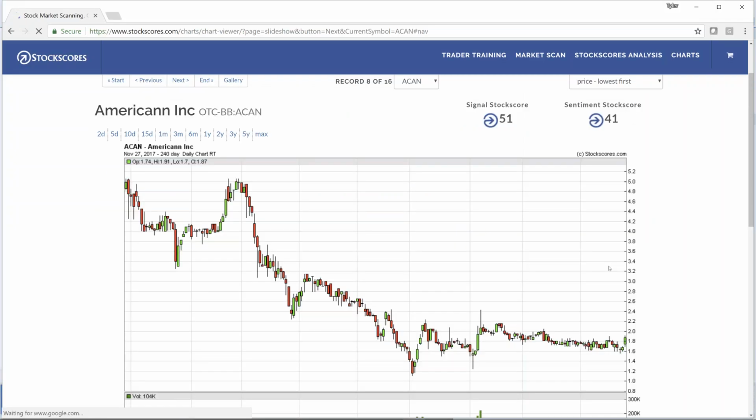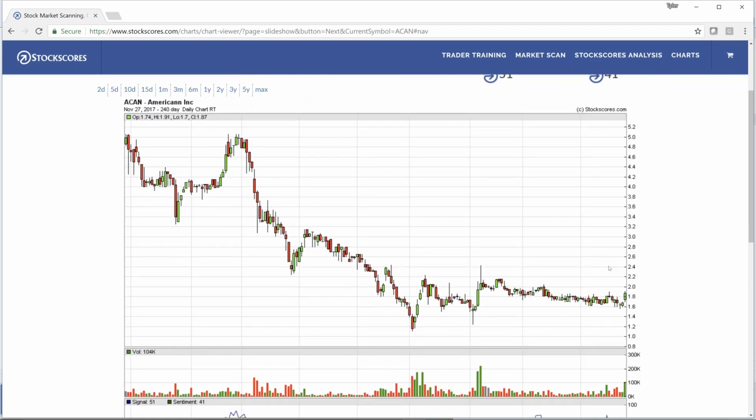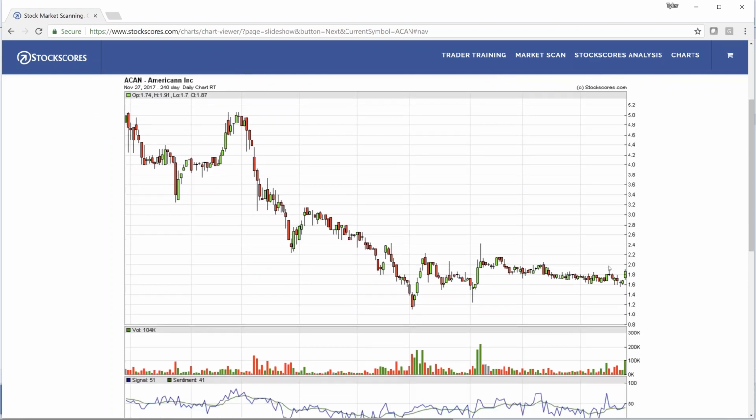Okay, next one. Okay, so take out your straight edge and determine if this stock is breaking its downward trend line today.